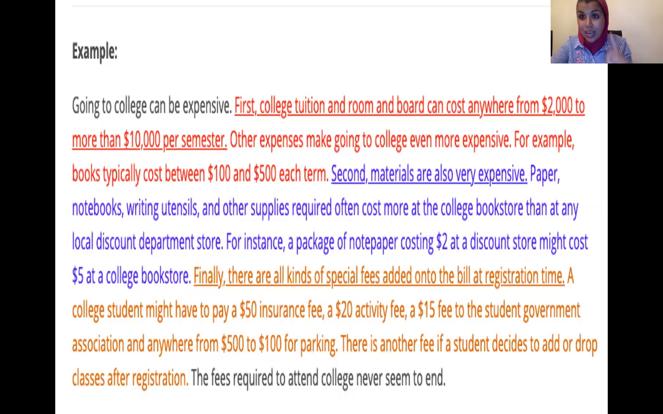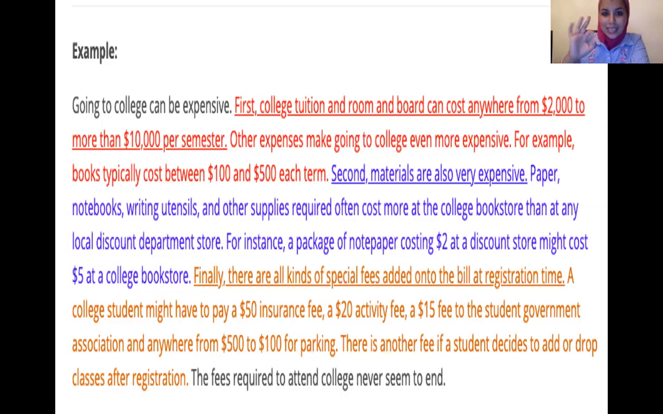Let's see the second idea, which is colored blue. Second, materials are also very expensive. Paper, notebooks, writing utensils, and other supplies required often cost more at the college bookstore than at any local discount department store. For instance, a package of notepaper costing $2 at a discount store might cost $5 at a college bookstore. What's very good about this is that the student provided details and examples. So now we are feeling that the idea is clear because it is well supported with details and examples.